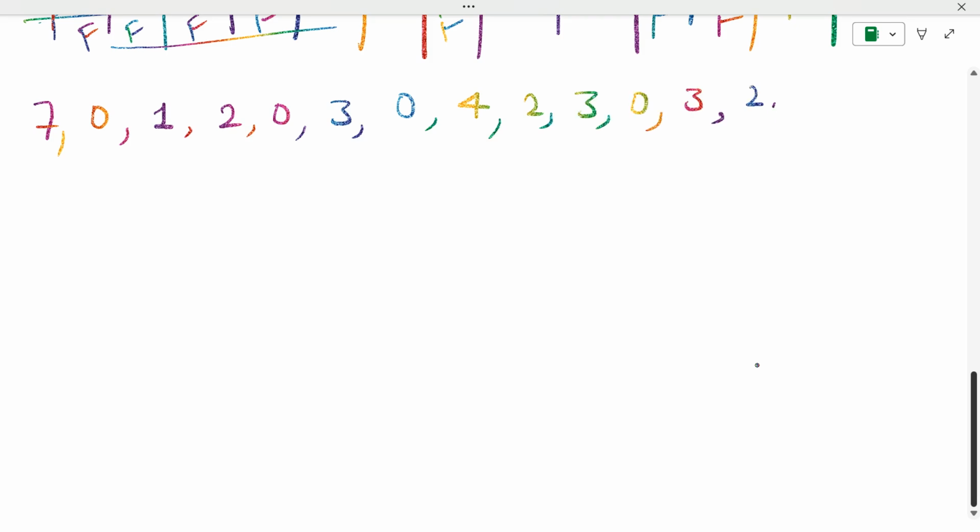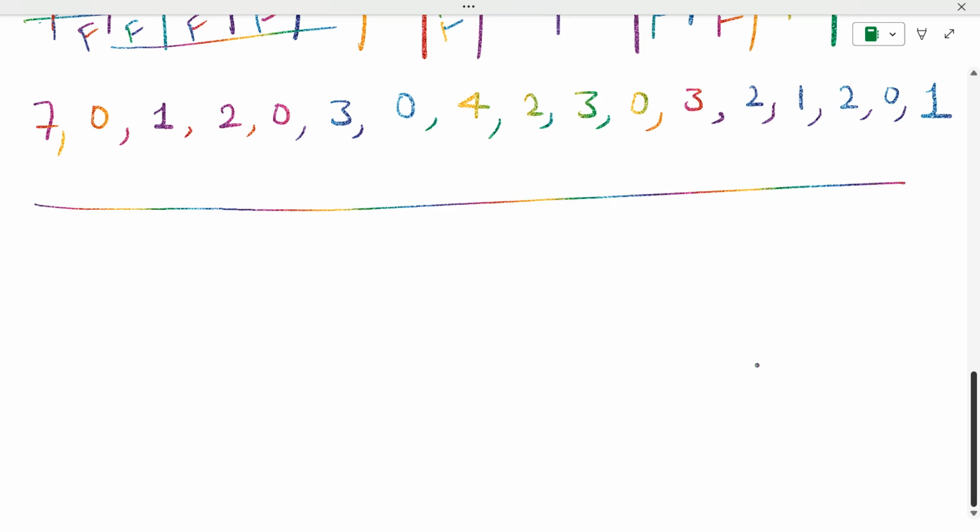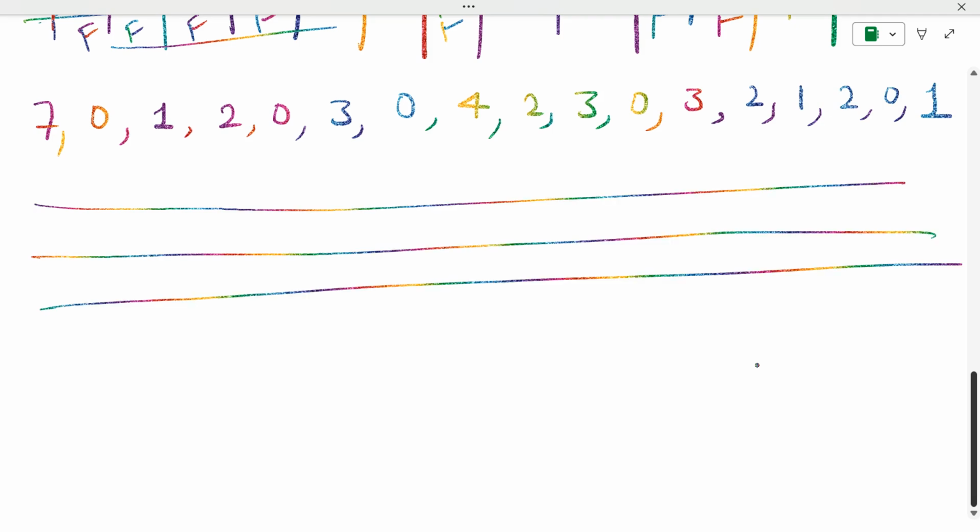Let's see another situation with the string where we are just decreasing the frames. First we have 4 frames, then we'll see how many page faults occur with 3 and then 2 frames. So let's talk about our original string: 7 0 1 2 0 3 0 4 2 3 0 2 1 2 0 1. So this is our reference string. Let's say we have altogether 4 frames.